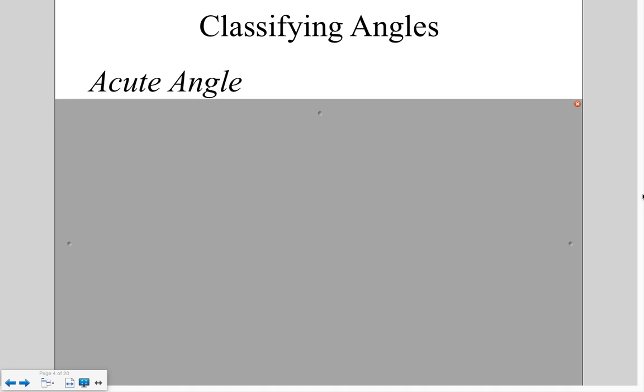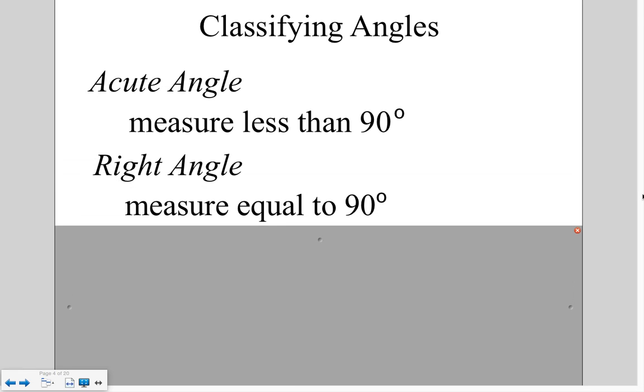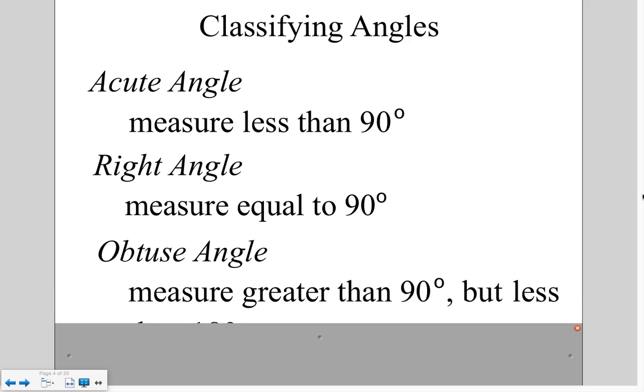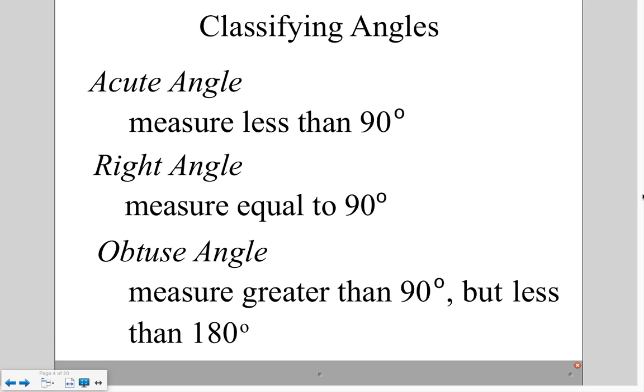Classifying angles. An acute angle is an angle that measures less than 90. This should be all recap for you guys. A right angle is an angle where the measure equals 90, and an obtuse angle is where the measure is greater than 90 degrees but less than 180 degrees. Okay? These are probably the 3 you learned about a long time ago. 90 degree, acute, right, and obtuse.